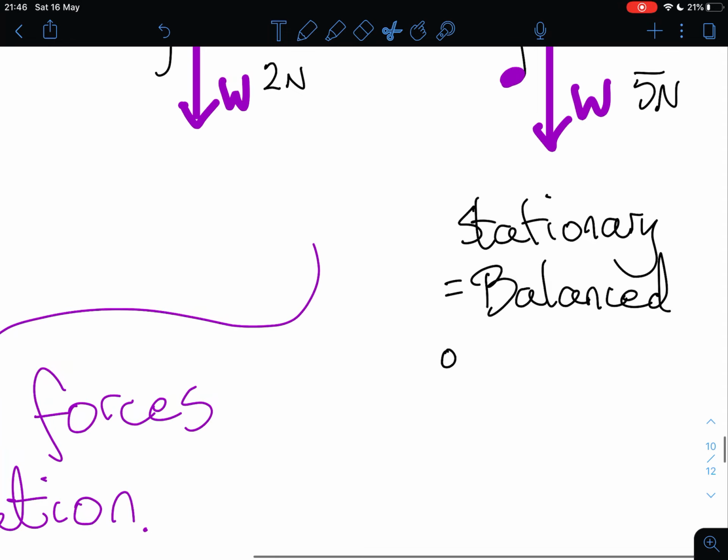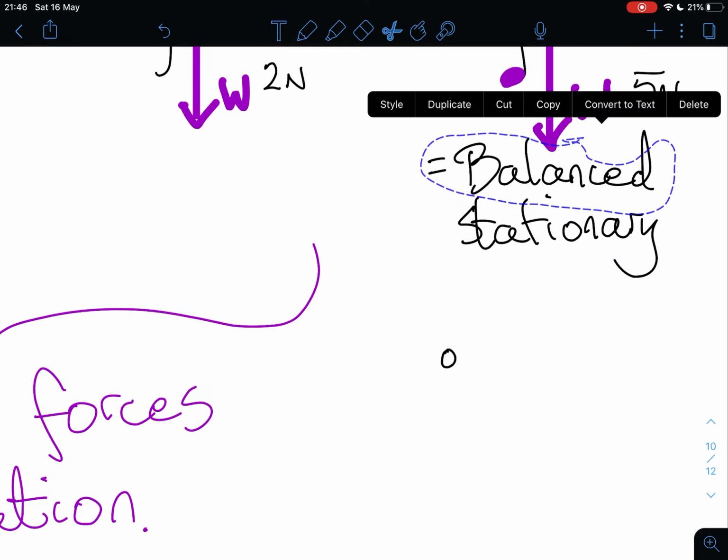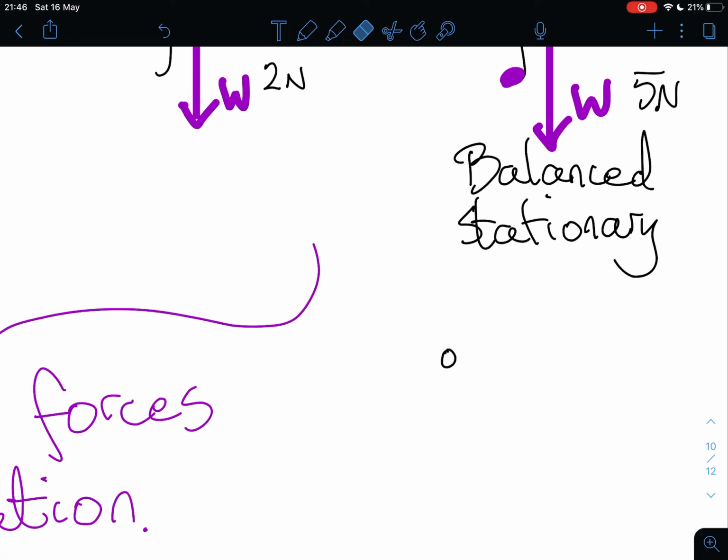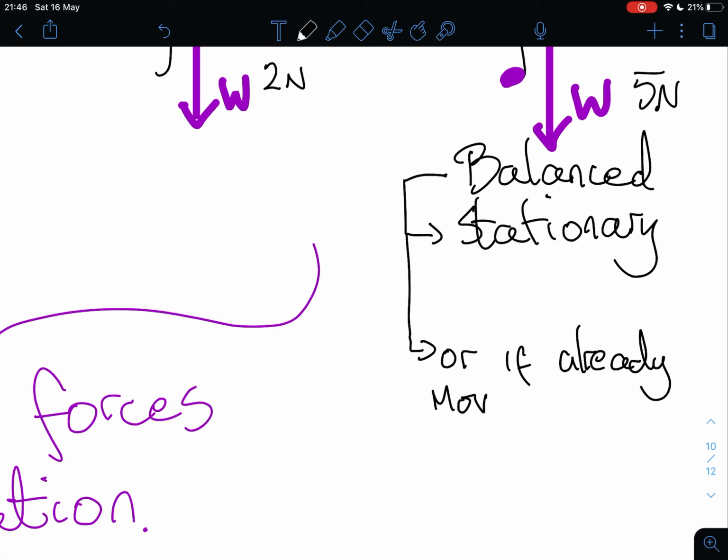Let me just move. Let's put balanced where it should be, really, at the top. It's balanced, which causes it to be stationary, or if already moving, to stay at a steady speed. Remember, you can pause this at any time.